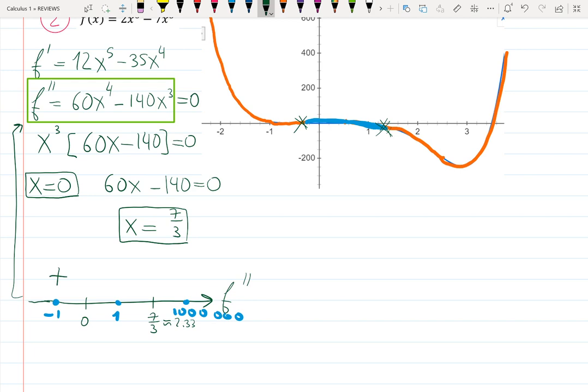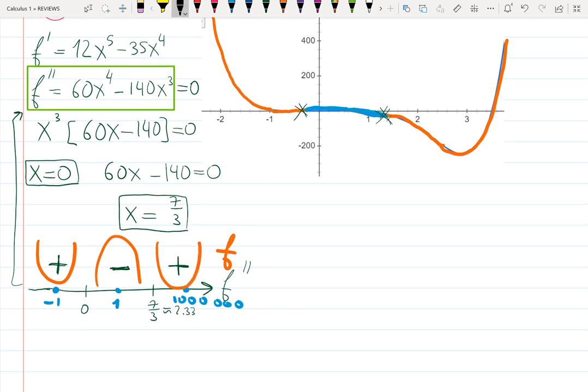However, when I plug 1, it's going to be just 60 minus 140, and it's negative right away. And the last one is 1,000,000. Well, 1,000,000 raised to the 4th power and times 60 is way, way bigger than 1,000,000 cubed. So I know that the first term will be bigger than the second term, and that's why everything will be positive. Thus, I can claim that the original function f is smiling or concave up from -infinity to 0, concave down from 0 to 7/3, and then concave up from 7/3 to plus infinity.